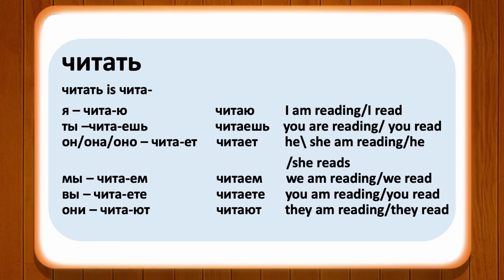For мы, the ending is ем, which is added to the stem чита. So мы читаем. For pronoun вы, the ending is ете, which is added to the stem чита. So вы читаете. For pronoun они, the ending is ют, which is added to the stem чита. So the conjugated form of the verb becomes читают. Они читают.